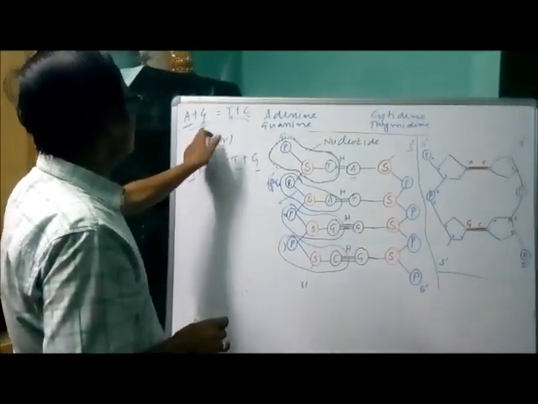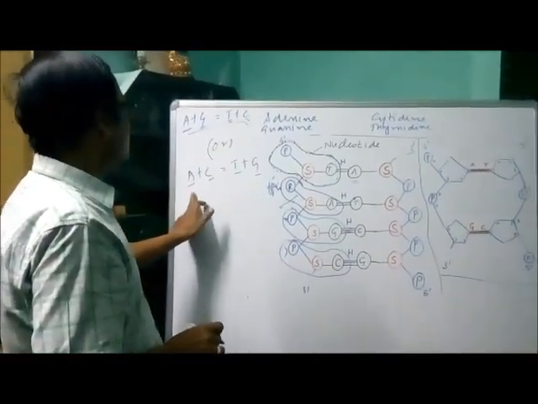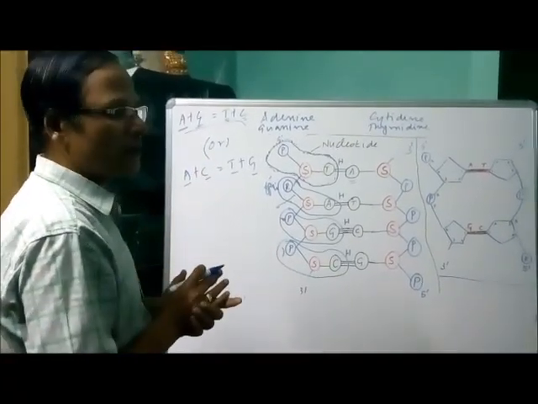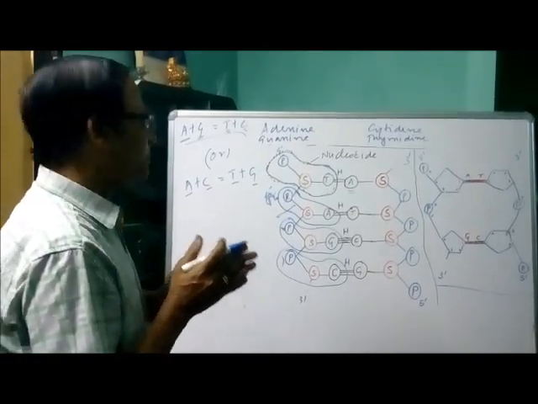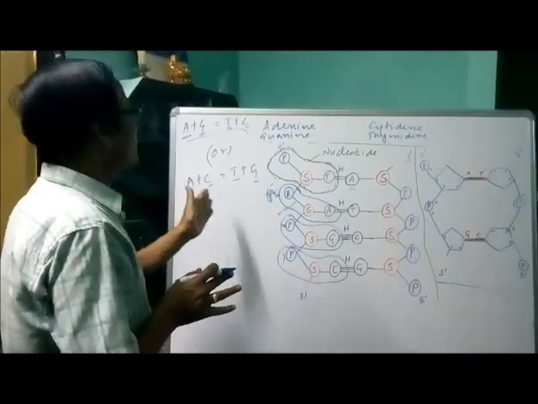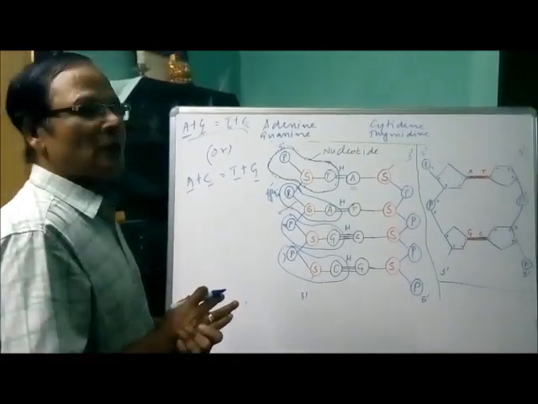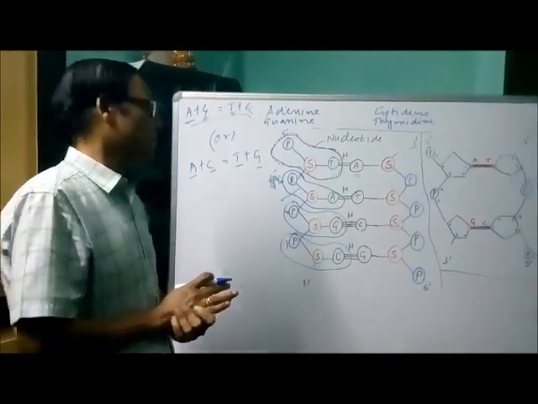So either you can write A plus G is equal to T plus C, or A plus C is equal to T plus G. Normally we can say this is the formula, but actually the number of purines is equal to the number of pyrimidines. So this is called the base pair rule as proposed by Erwin Chargaff. This is called Erwin Chargaff's base pair rule.